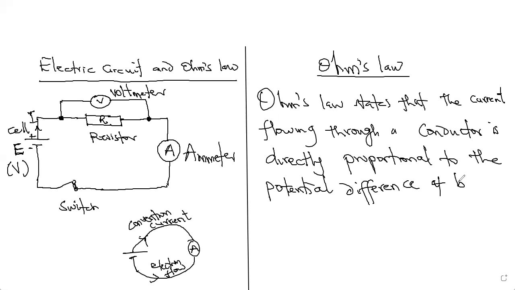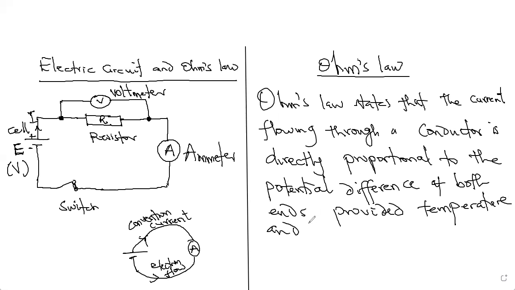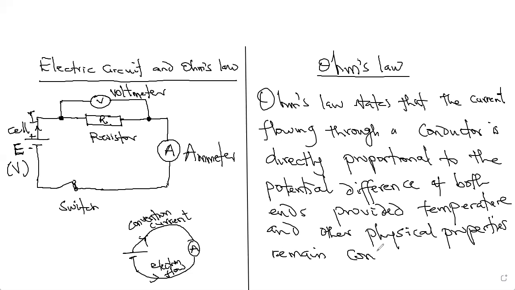At both ends of the conductor, provided the temperature and other physical properties of the material remain constant. So we know that resistance changes with temperature. That's why it's important that we are looking at constant temperature.